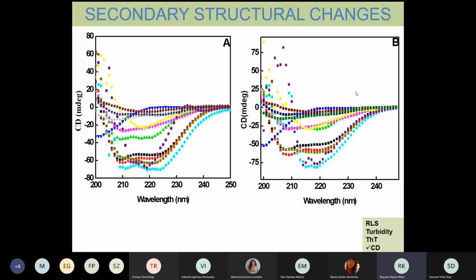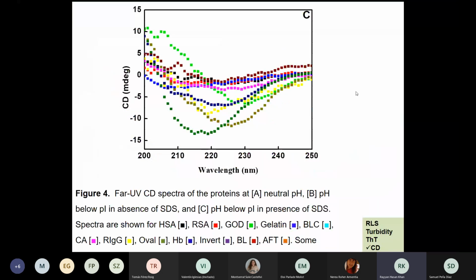But once we take all these proteins 2 units below pI along with the SDS, we get the formation of a beta sheet-like structure, where we get a negative peak somewhere between 210 to 225 nanometer. So this indicates that only one condition, 2 units below pI along with the SDS, shows a formation of the amyloid structure, or the beta structure.